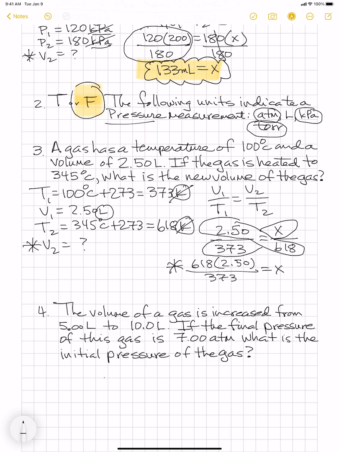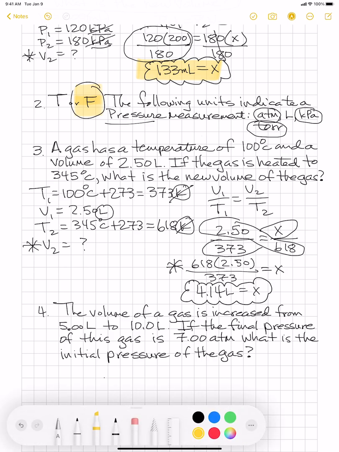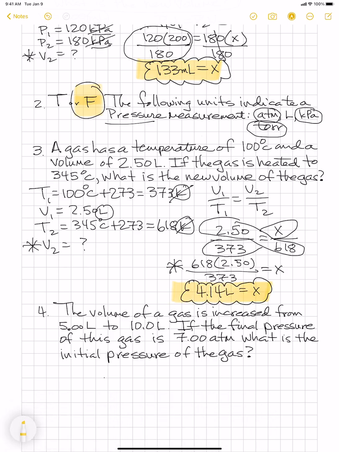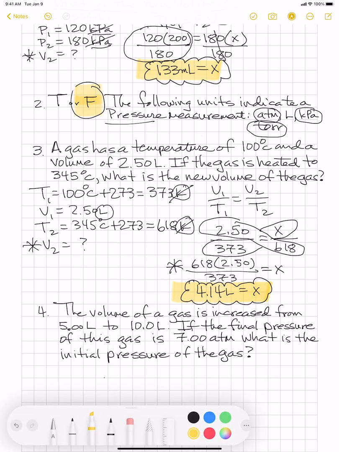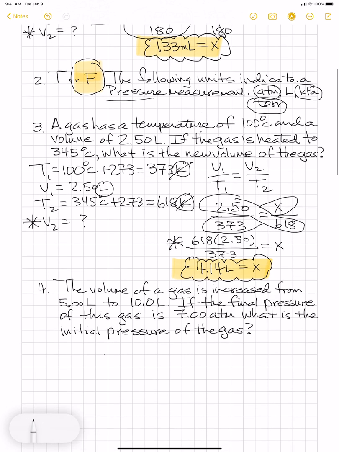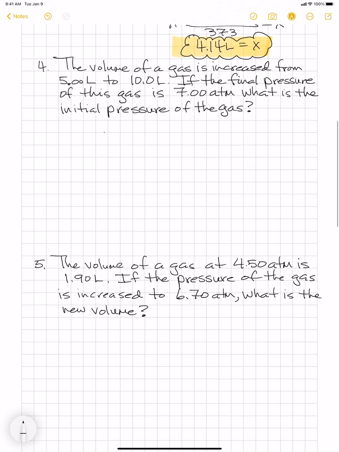And so when you do that problem, number 3, the answer that you get is 4.14 liters is equal to x. And that is the answer to the problem. So definitely go back and do the math on these things. Work them through, convince yourself that they are correct, and check back and see where you made your mistake if you did get that one wrong.